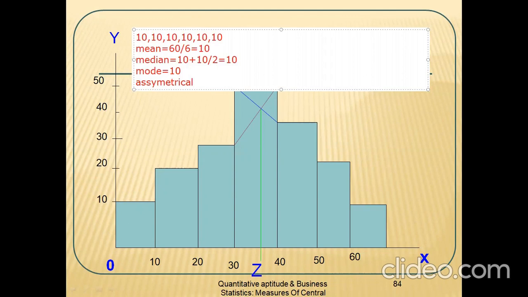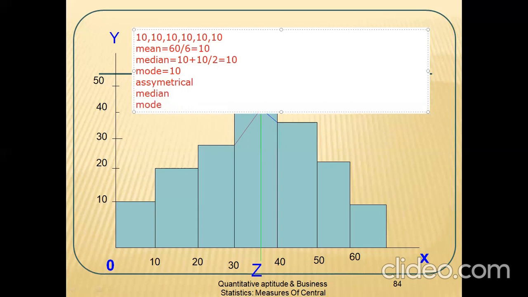The relationship given between mean, median, and mode can be considered an empirical relationship. Whenever there is asymmetrical data or a moderately skewed distribution, the empirical relationship between mean, median, mode is given. Why? Because sometimes they will give you the median and the mode, and ask you to calculate the mean.